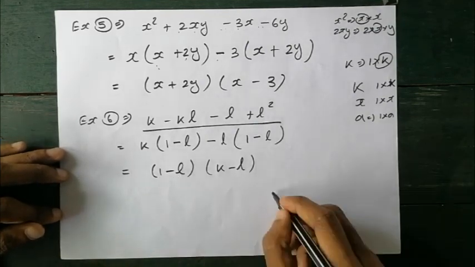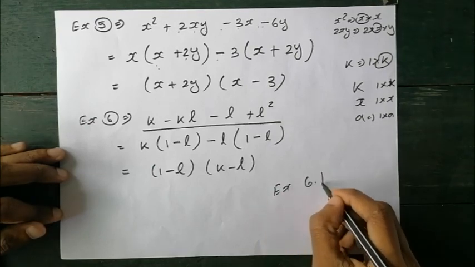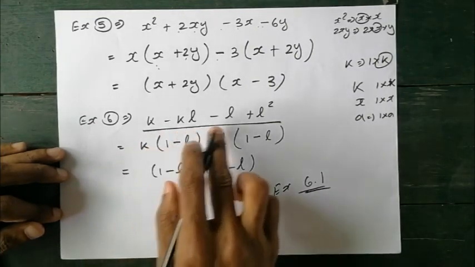Now you can do exercise 6.1, which consists of four terms, finding factors.